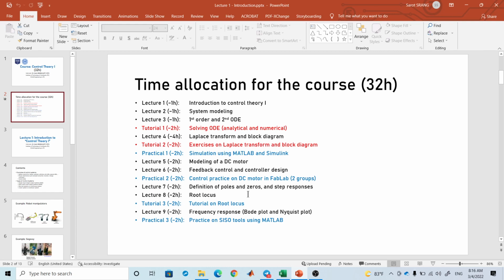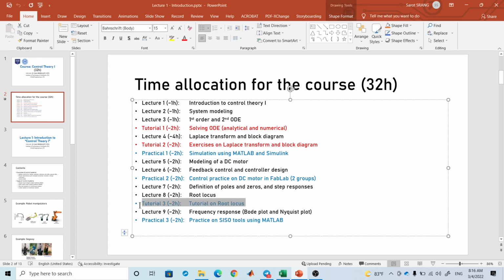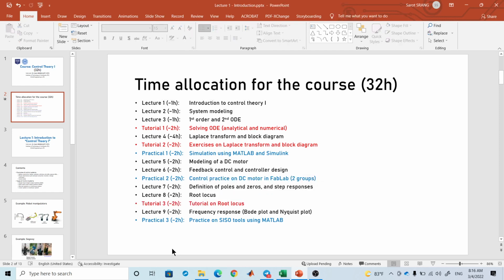And there are 3 tutorials and also 3 practical activities. Okay? And for most of the practical activities you will use MATLAB and Simulink. So I suggest you install the trial version. It's fine, you can use it. So lecture one would be the introduction to control theory 1.